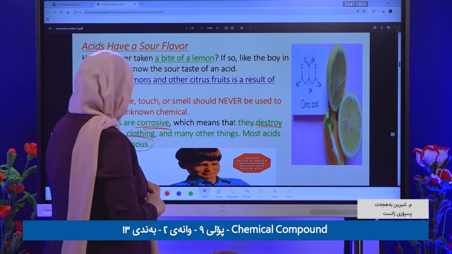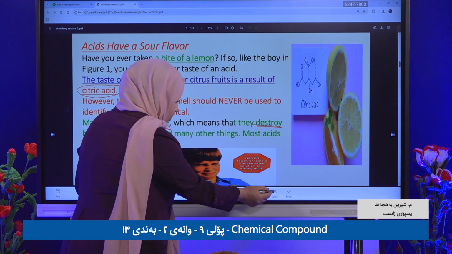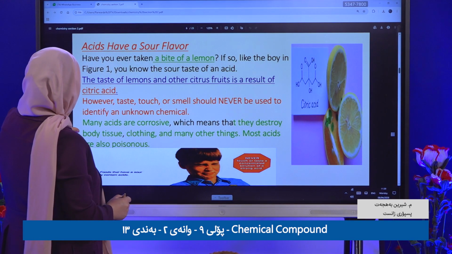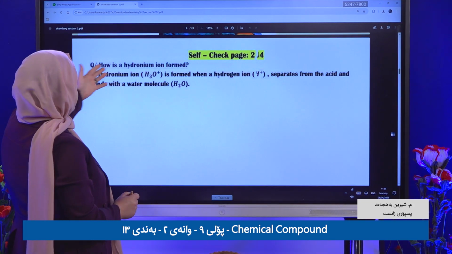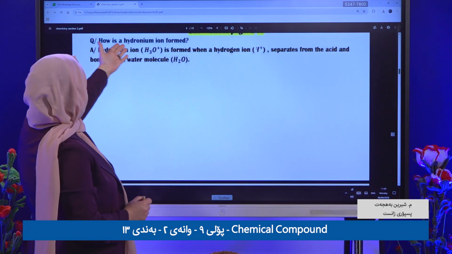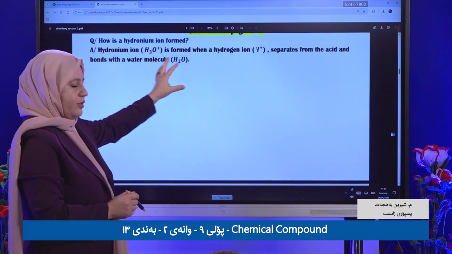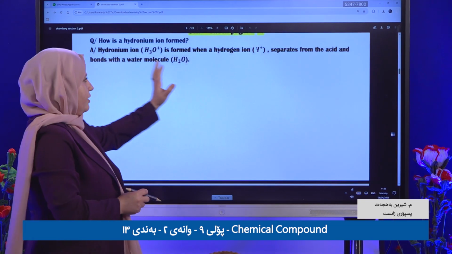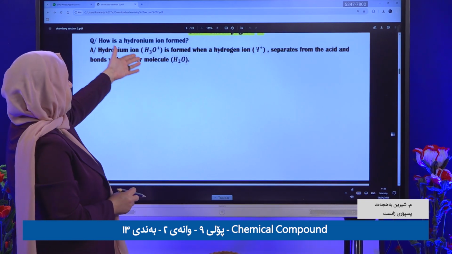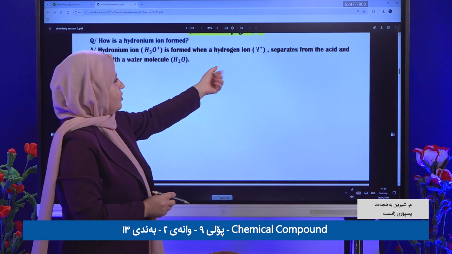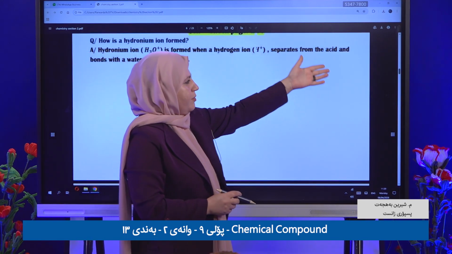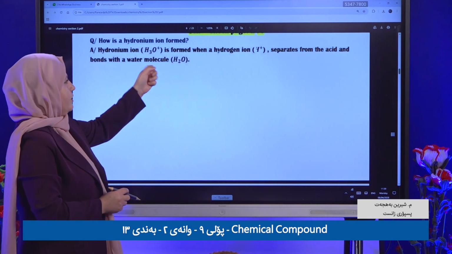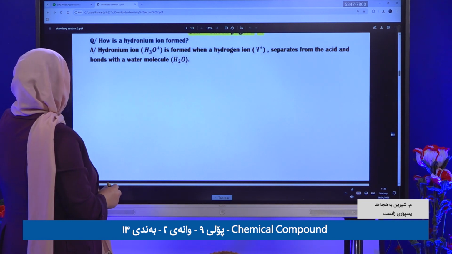Okay? Yes. Let's go to the self-check. Hydronium is very important, especially for the national exam and for the monthly exam. Hydronium ion is formed when hydrogen separates from an acid and bonds with the water molecule. Get it? Yes.